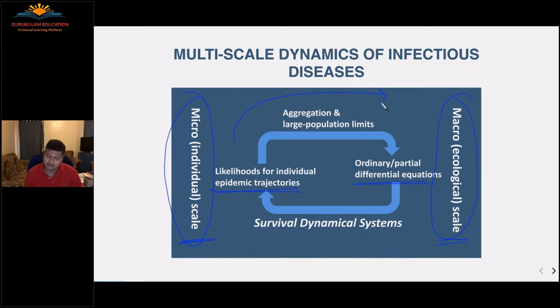That's pretty easy. But what if I only have a description at the population level by means of ordinary and partial differential equations? How do I use those ODEs and PDEs to describe individual level trajectories? That's where the notion of survival dynamical systems comes into play. So that's the big picture: you have a population level model, and you want to use it to do individual level analysis. That's what DSA is about.